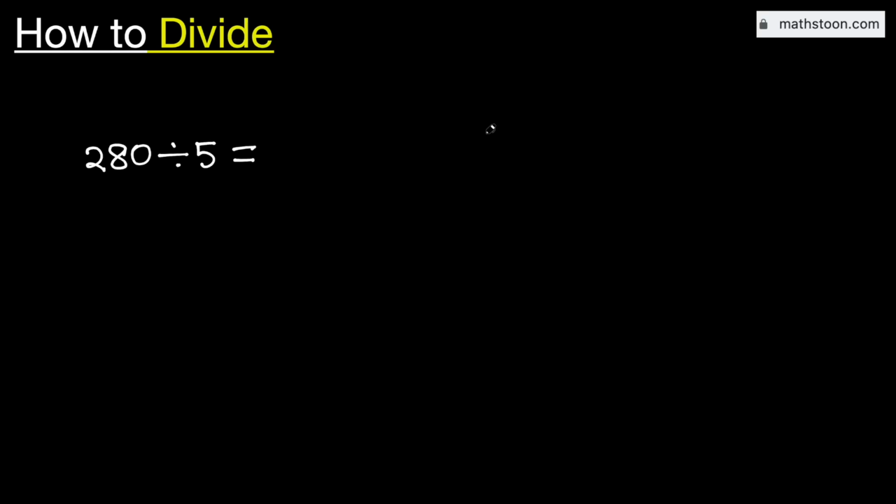In this video, let us learn how to divide the number 280 by 5 using the long division method. 2 is less than 5, that is why we will consider the number 28. We know that 5 times 5 is 25 and 25 is closer to 28. Subtract, we get a 3.